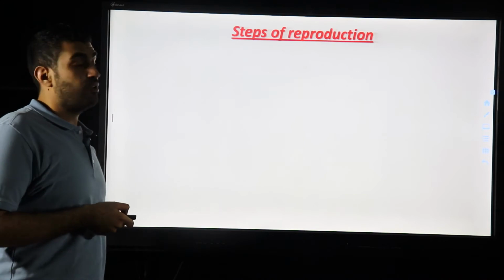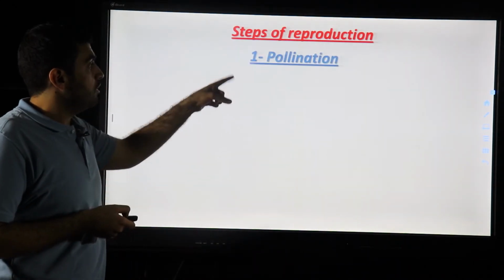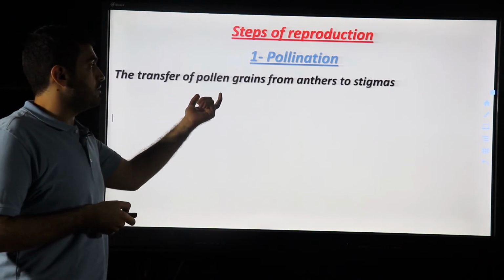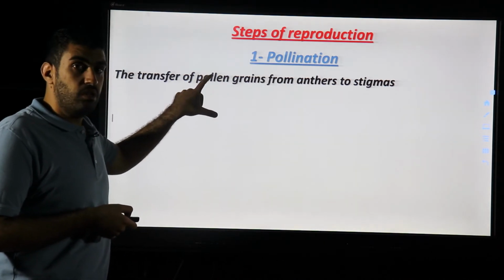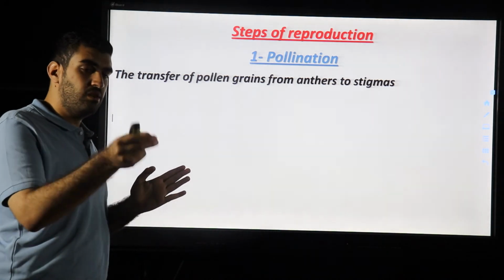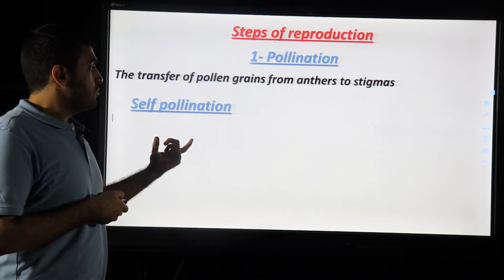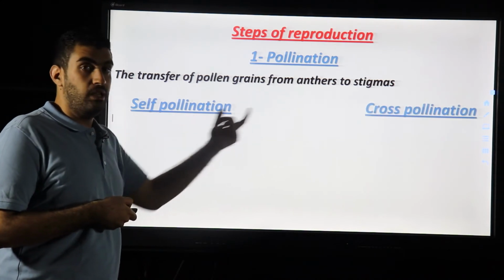The steps of reproduction in plants, I mean sexual reproduction. Number one, the pollination process: the transfer of pollen grains from anthers of male parts to stigmas of female parts. It's called pollination, just by transferring the pollen grains. There are two types, which are self-pollination and cross-pollination.